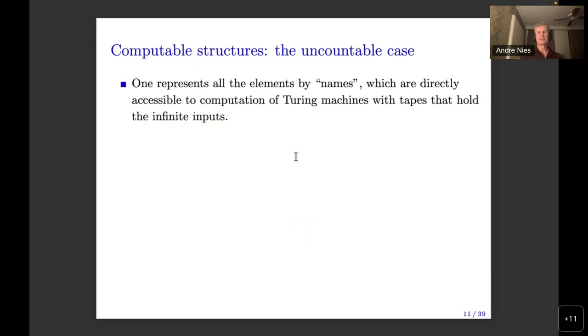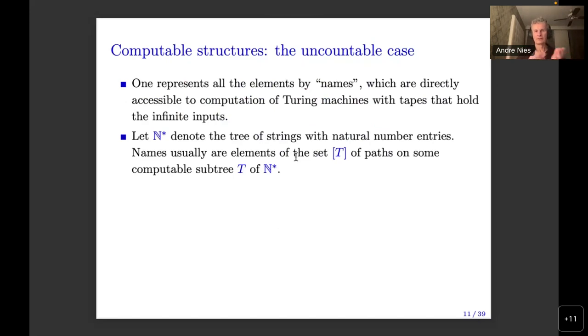Now, in the uncountable case, we can look at what they're doing, for instance, in computable analysis. And what they do there is represent elements of those uncountable structures by names. Names are directly accessible to computation by Turing machines. But I don't mean the names are finite, that's impossible. They're actually infinite strings of symbols. And the Turing machine has tapes that can hold those strings as infinite inputs.